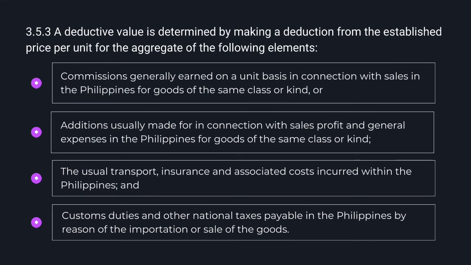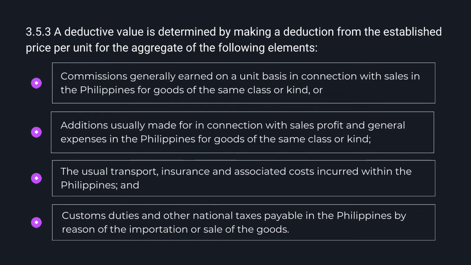Next slide, let's talk about the deductive value, which is calculated by making a deduction from the established price per unit. The following are the elements. First, commissions often received on a per unit basis in connection with sales of items of the same class or sort in the Philippines. That was my understanding of the first statement.